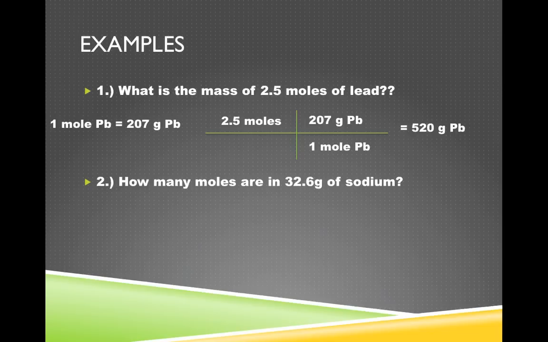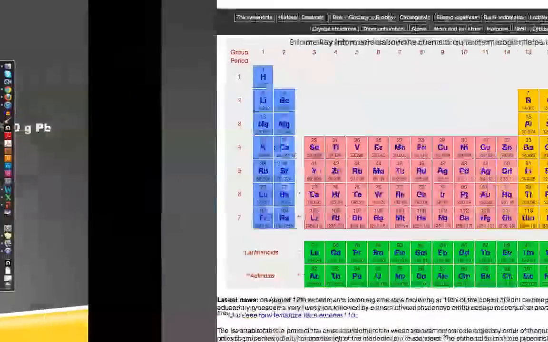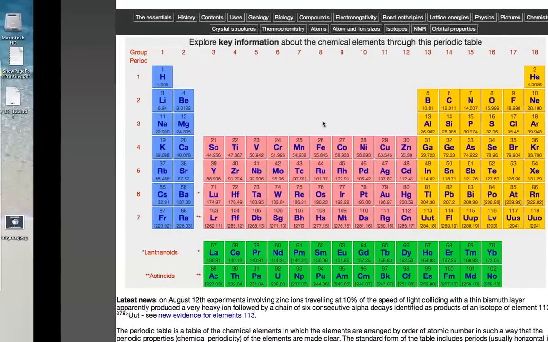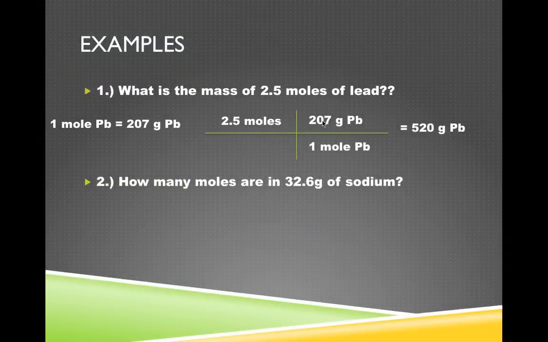Okay, the next question, number 2, says, how many moles are in 32.6 grams of sodium? Okay, so again, I need to come over here and look at sodium. Sodium tells me 22.9. So that means over here, my conversion factor for molar mass is going to be 1 mole equals 23 grams of sodium.